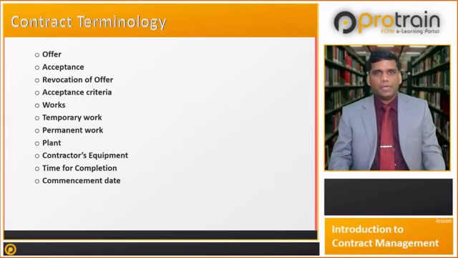Let us see acceptance criteria. The acceptance must always be communicated and can only be accepted by the offeree, that is, the person to whom the offer is made. If the offer specifies a method of acceptance, then acceptance must be by a method that is no less effective from the offeror's point of view than the method specified.